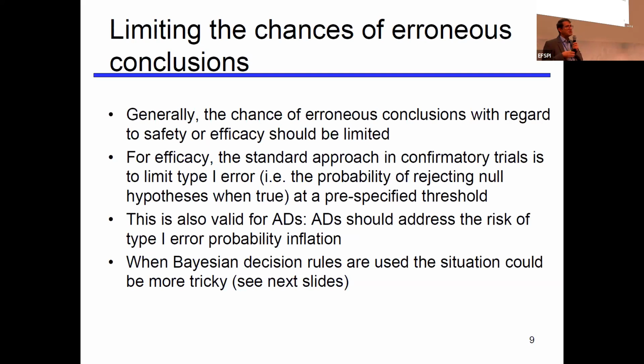When you use Bayesian designs, and this is something Frank will allude to later on, especially when you use Bayesian decision rules, maintaining type 1 error could be tricky, and there needs to be more set. So that can become quite complex.